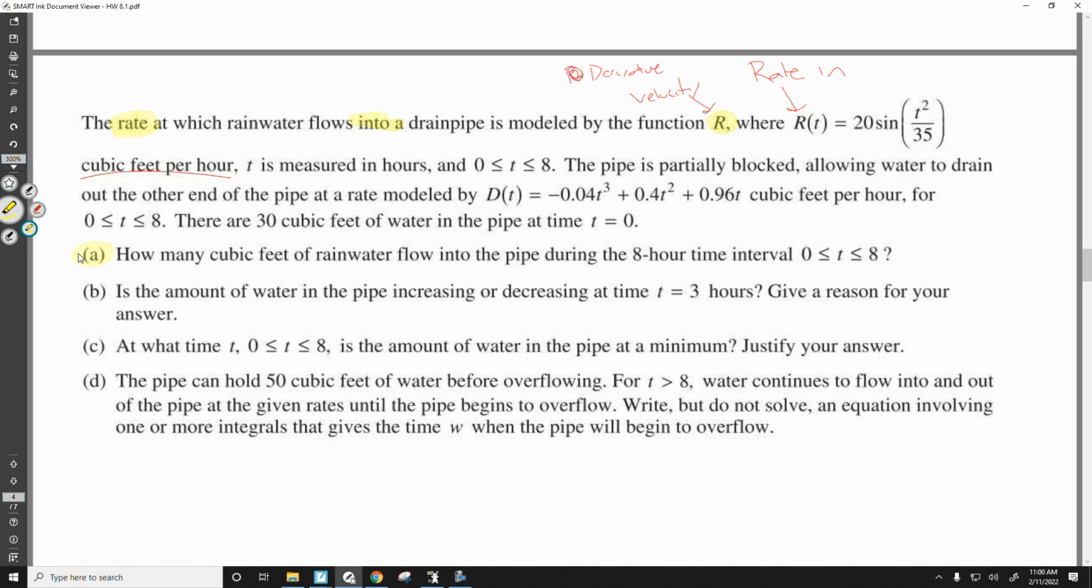Well, let's look at part A. How many cubic feet of rainwater flow in to the pipe during the 8-hour time interval? Tell your neighbor what you think you would have to do to answer that question. Yeah, calculators, get the answer. Let's make sure we get the right answer. You get 76.57 something.